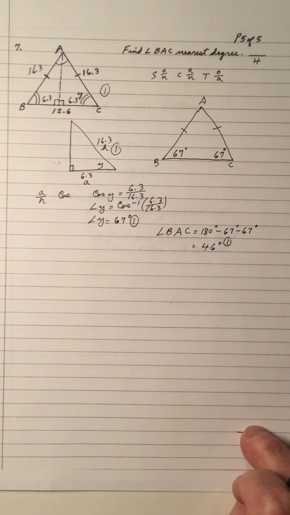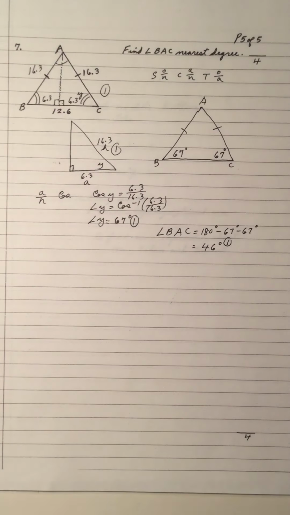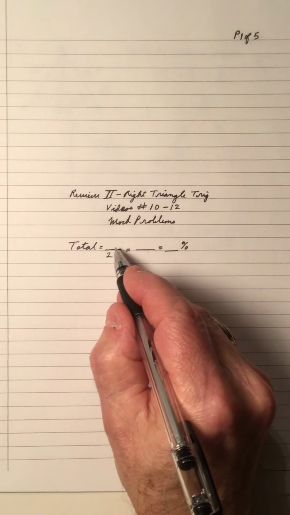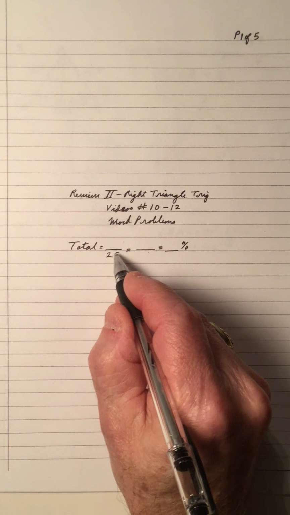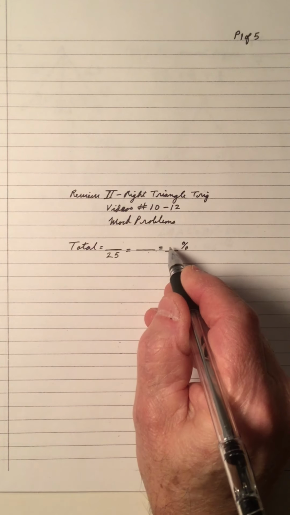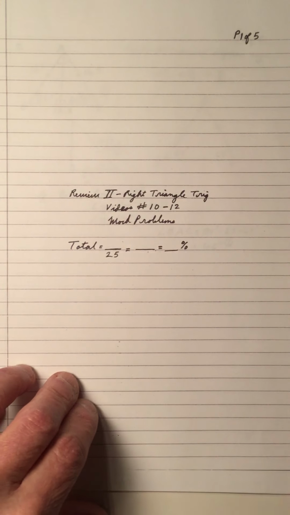Put your total at the end of the page. Total up all your pages. And when you get the pages all totaled up, put your score over 25. Divide your numerator by 25, which gives you a decimal. Move your decimal 2 places to the right to get your percent on this review number 2.